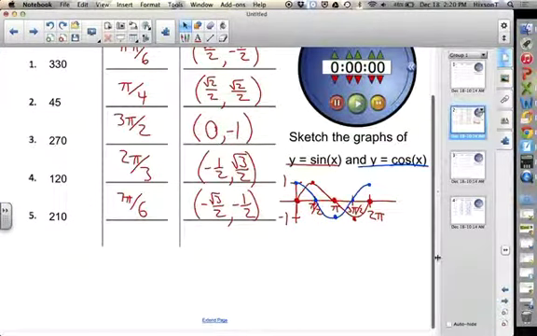You should have your points at 0, pi over 2, pi, 3 pi over 2, and 2 pi. Okay? And if you use your unit circle, those are those easy points. Okay. You know, the 1, 0, 0, 1, 0, -1, and back to 1, 0.